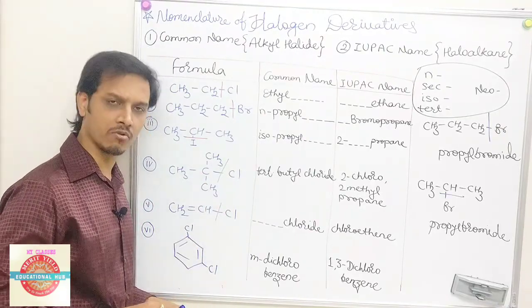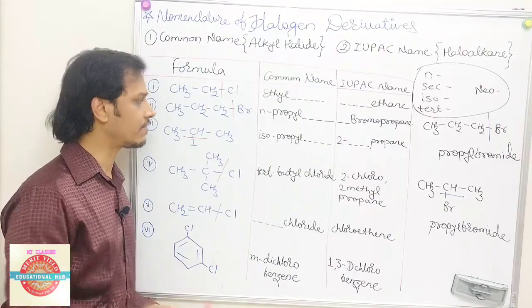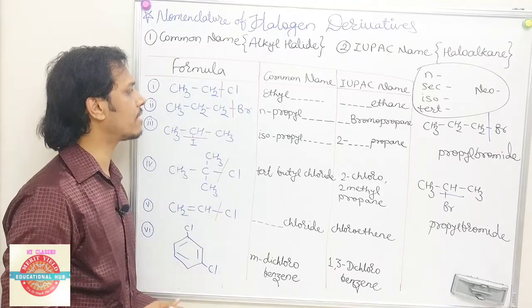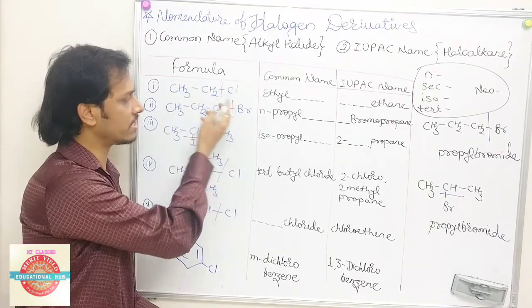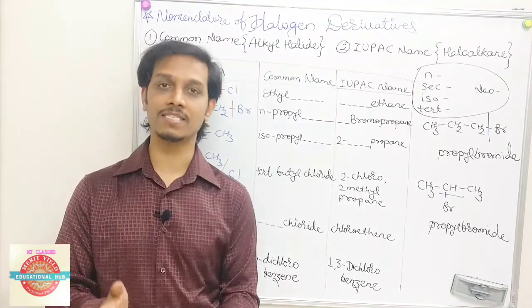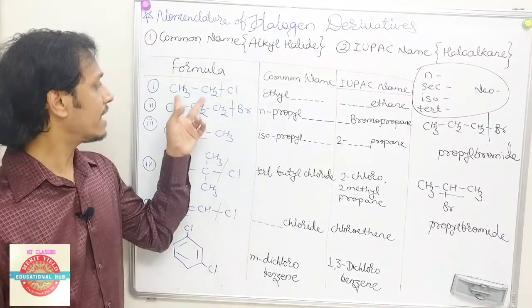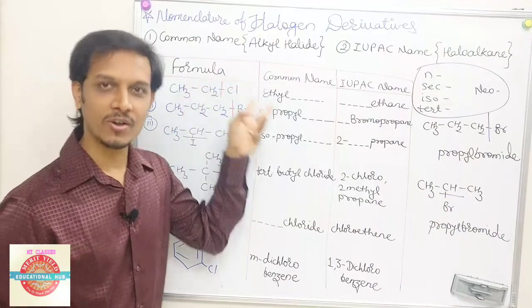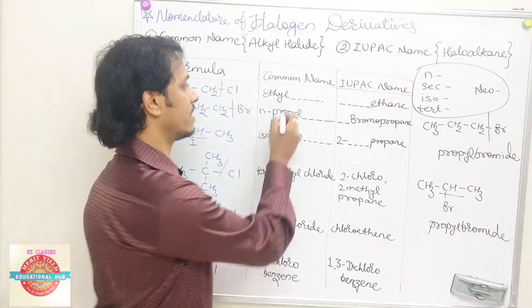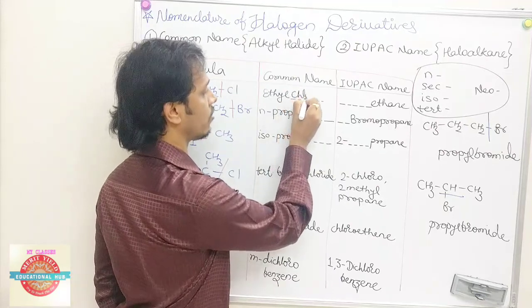Aromatic compounds have different rules of nomenclature. We'll see it afterwards. Right now we'll just cover the given compounds here. So CH3, CH2, Cl: this part is a 2-carbon system. The 2-carbon system in alkane is ethane, so that's why it turns out to be ethyl chloride. So the name will be ethyl, and here the fill in the blank is what? Chloride.